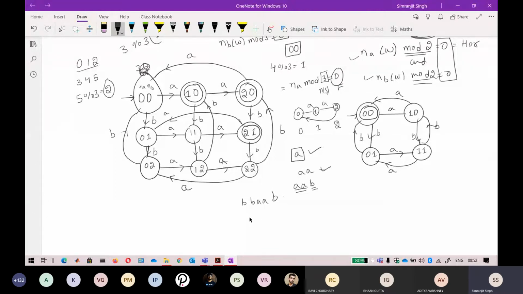So again, if you're seeing B B A, I have to do number of A's mod 3, and I have to do number of B's mod 3. Okay, so number of A's mod 3 here, number of A is 2. So 2 mod 3 is again 2, and number of B's are 3. So 3 mod 3 is again 0. Okay, so again 2 is greater than 0, so that is going to this final state, so it is also an acceptable string.